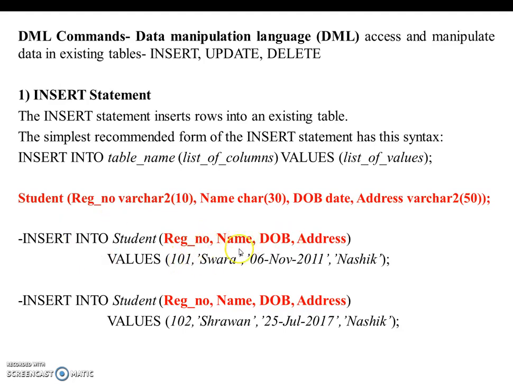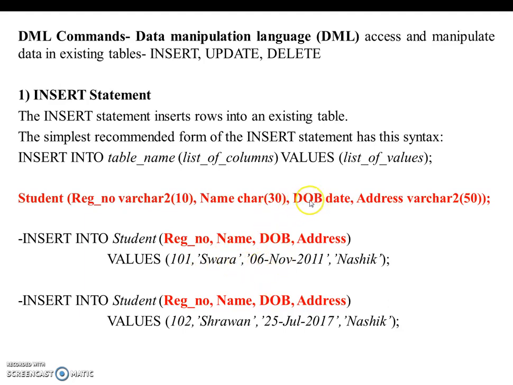Then the second one is the name column with data type char. As it is a char data type, the value must be in single quotes. So Swara is the actual name which I want to insert, within single quotes, then a comma.